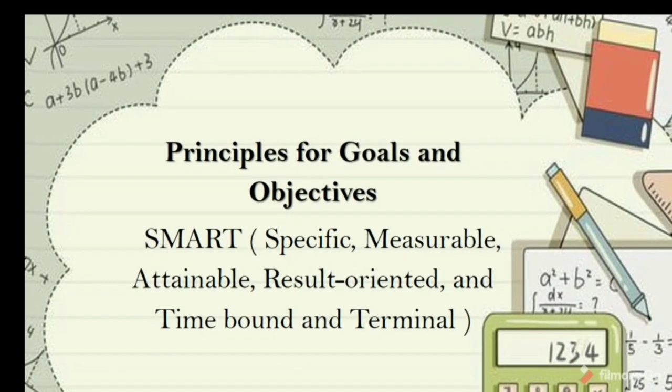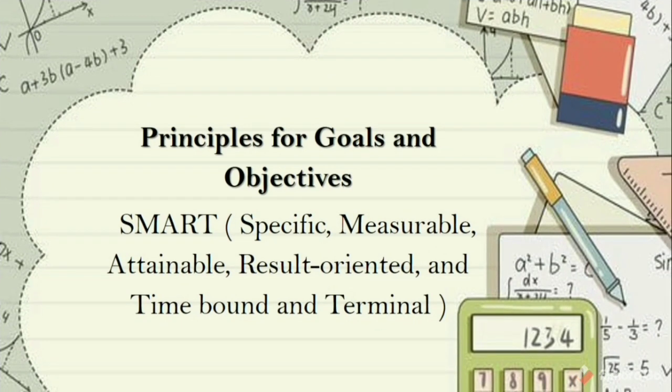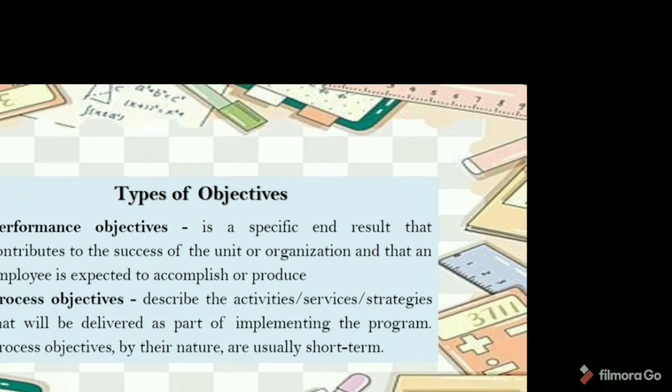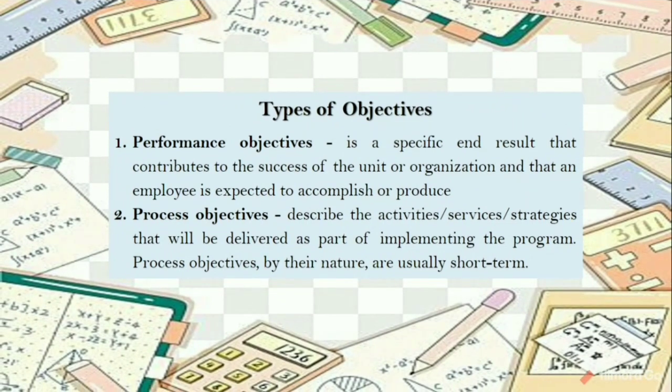Principles for goals and objectives: SMART. Specific, measurable, attainable, result-oriented, and time-bound and terminal. Types of objectives. Performance objectives are specific end results that contribute to the success of the unit or organization and that an employee is expected to accomplish or produce. Process objectives describe the activities, services, and strategies that will be delivered as a part of implementing the program. Progress objectives by their nature are usually shorter.